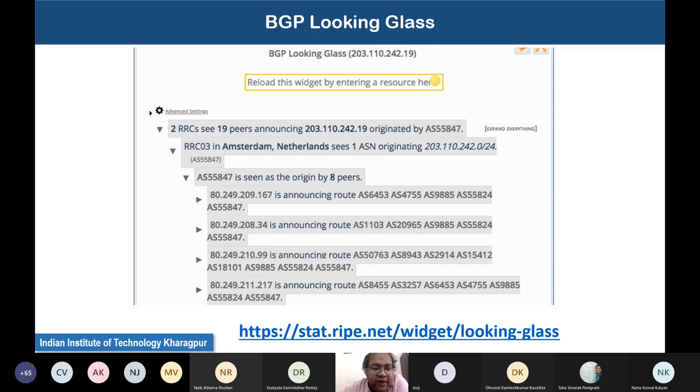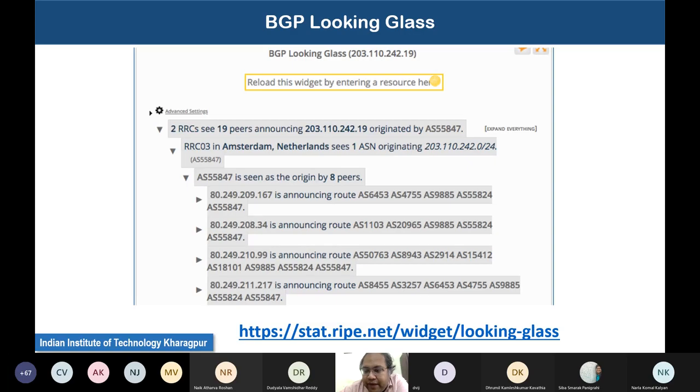different information about the BGP peers that have announced a path, and this AS path information. So here I have just made a search for an IP, 203.110.42.19. This is actually one of the IPs at IIT Kharagpur. So you can see that this IP belongs to the autonomous system AS55847.